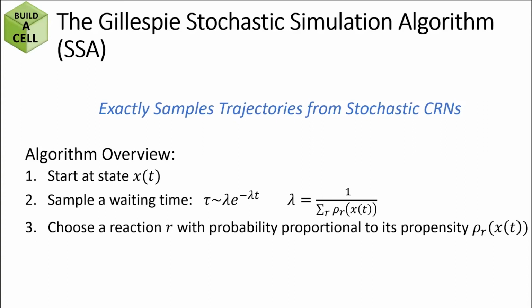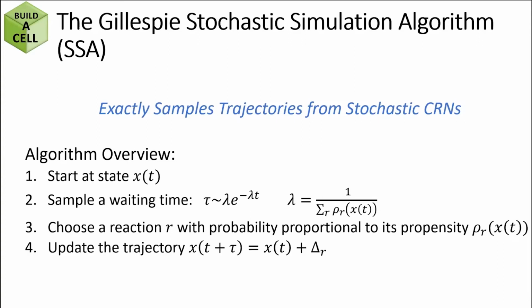I now choose a reaction proportional to its propensity. If a reaction happens at a faster rate, it should be more likely to occur than a reaction that happens with a slower rate. And then I update my trajectory. X of t plus tau is equal to x of t plus the change of molecular counts as a discrete change due to the reaction that occurred. And that's it. I do this over and over again, and I get a trajectory.